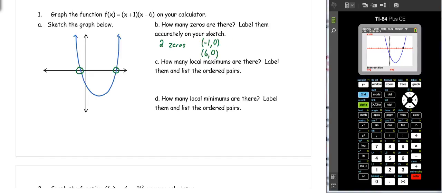So in this case, how many local maxes are there? Remember, a local max is like a hill or a peak or a hump. We don't have any of those. So in this case, we would say that there are no local maxes.